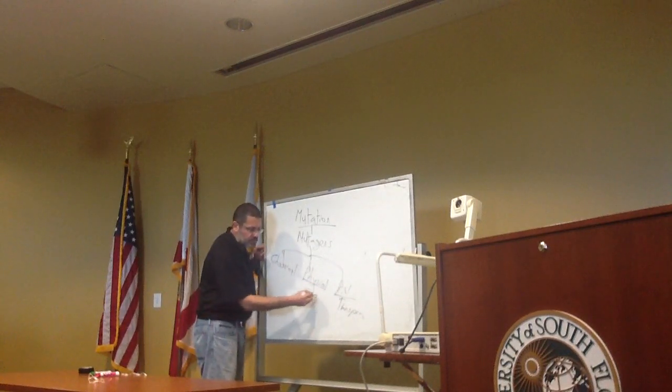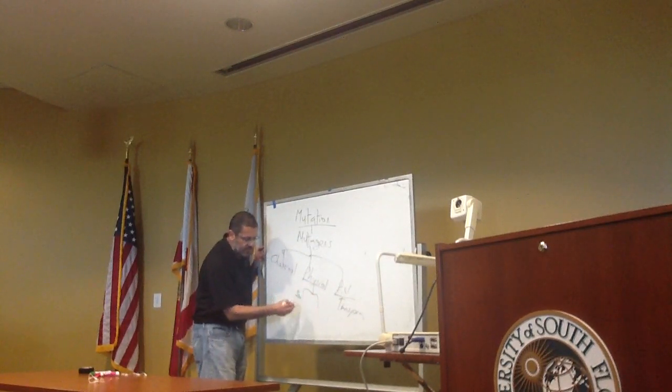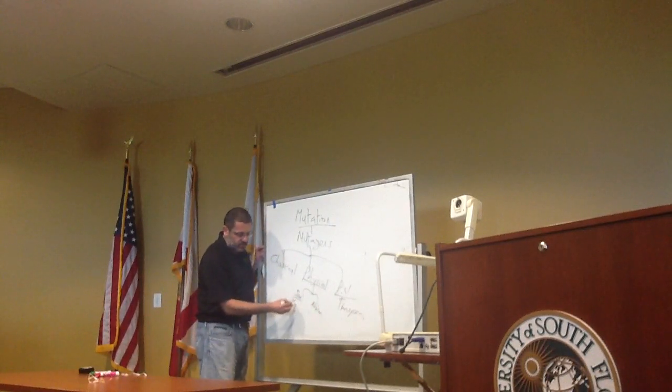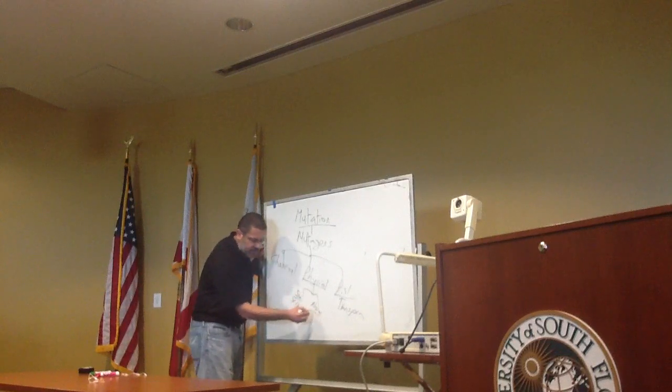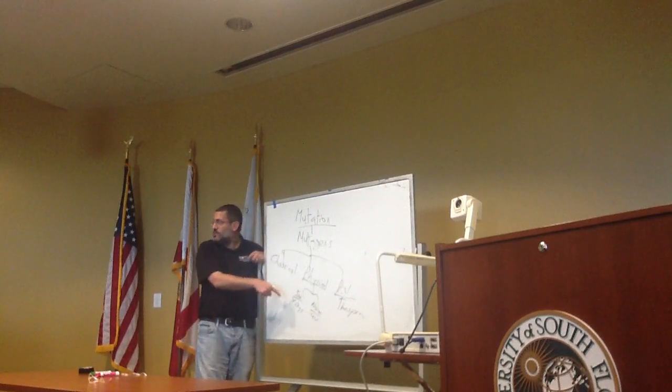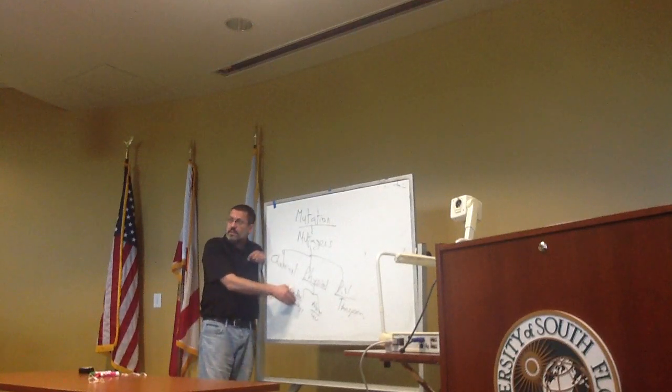Physical, we have 2 types, right? We have ionizing and non-ionizing. What are examples of ionizing? X-rays. What are non-ionizing? UV light. What do they do? X-rays break the DNA. UV light creates pyrimidine dimers.